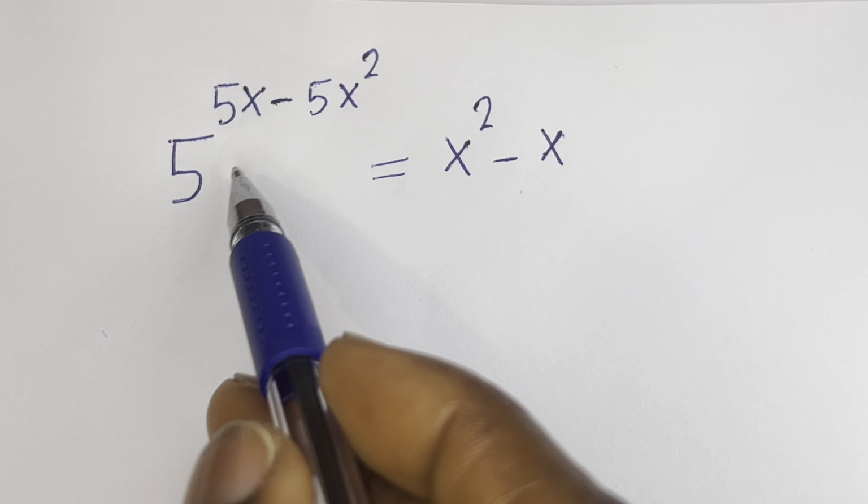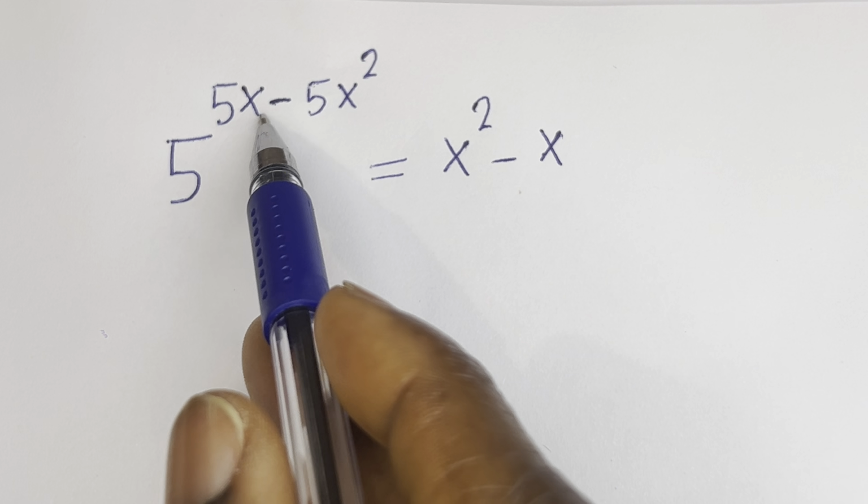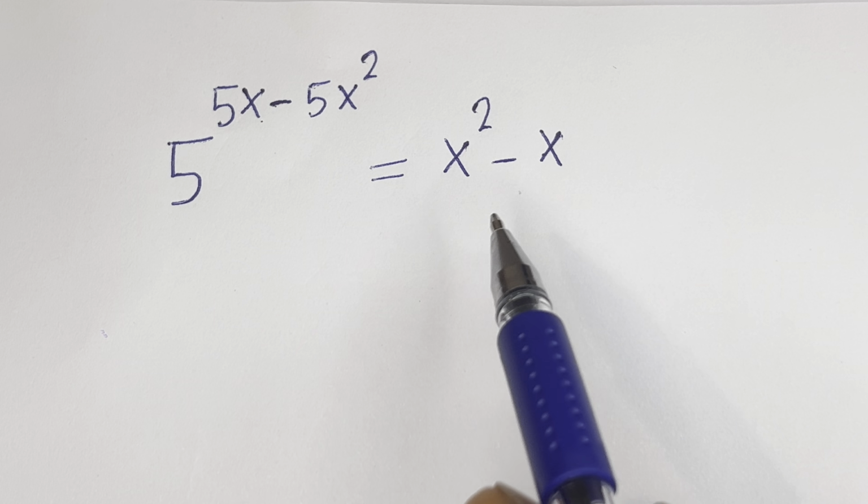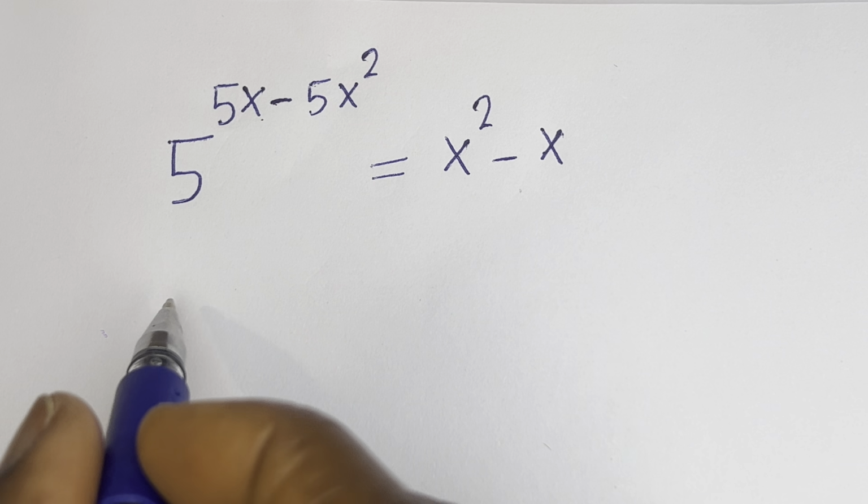Hello, how to solve for s in this equation? 5 to the power of 5x minus 5s squared is equal to s squared minus x. Solution.